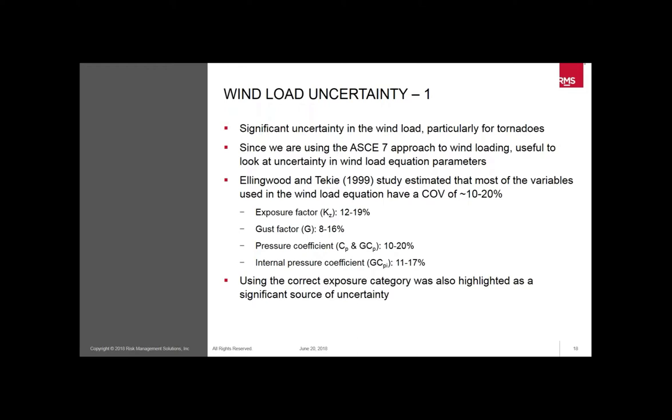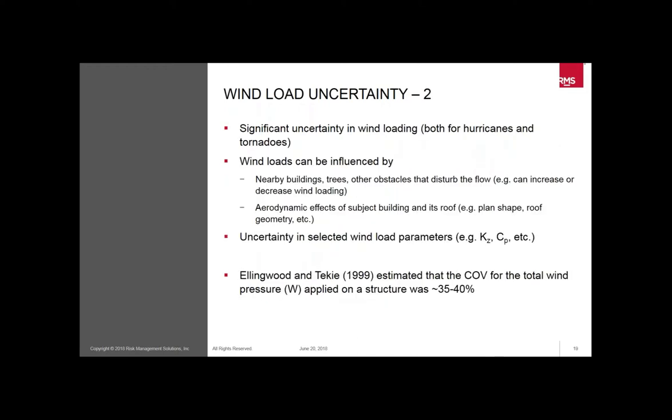Right. Another significant source of uncertainty was actually the exposure category. Right. I know Bill talked about this last week. Whether it was more of an open exposure, right, where there weren't a lot of trees or a lot of buildings around, versus more of a suburban and a little bit more built up or even an urban type environment. Right. And so that's another source of uncertainty.